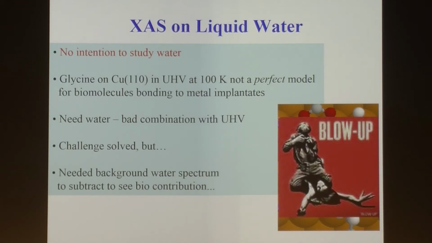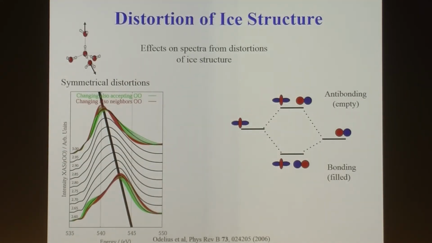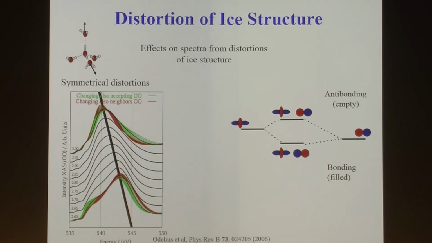Are you familiar with Blow-Up? A photographer is out, takes pictures, and when he comes back and blows them up, he has caught a murder on film. So to explain why the background was more interesting, I have to explain a little bit about how we get these peaks and their positions. Basically, we're looking at the empty states, and they are the antibonding states. This is a cartoon where an atom here and an atom there combine to make a bonding orbital which goes down in energy, and then antibonding orbitals that are empty and go up in energy. How much they split depends on the distance, the interaction.